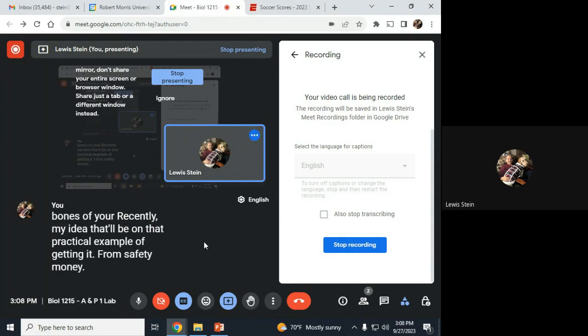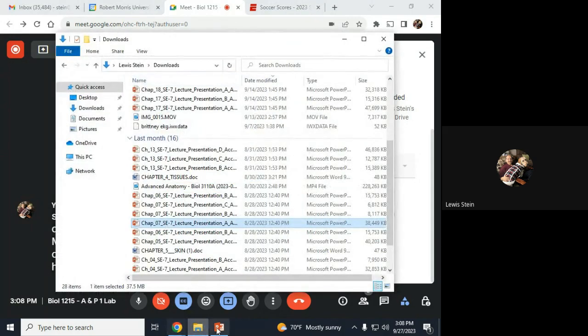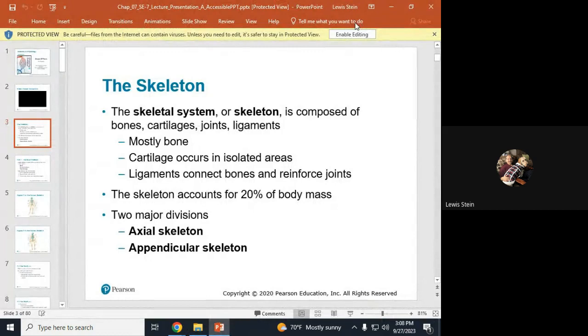Money's always good. Get one of those little square things you can put on your phone. I could do that. My kid used to have one of those, and he did high level tuning of vehicles. Go figure. All right, so here we are.